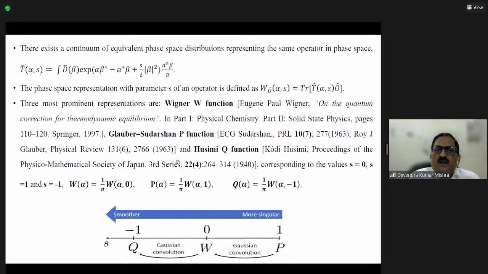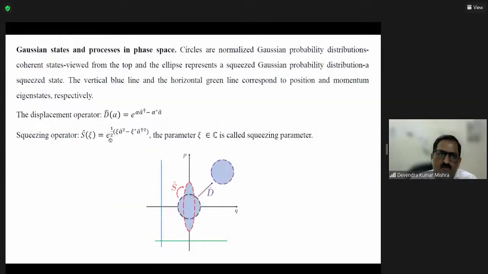There exists a continuum of equivalent phase space distributions representing the same operator in phase space. This can be written in terms of a general operator T. In this way, the phase space representation with parameter s of an operator O is defined as W, a function of alpha and s, equal to the trace of T and O. There are three most prominent representations: the Wigner function, the Glauber-Sudarshan P function, and the Husimi Q function. And we can define the Wigner, P, and Q functions in terms of a generalized function W of alpha, s. Gaussian states and processes in phase space are well known, and they are of very high interest.